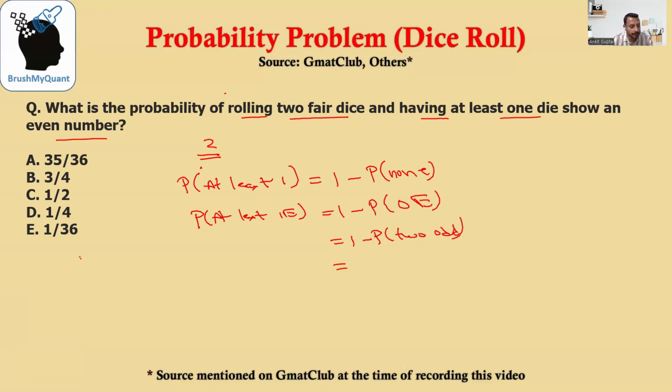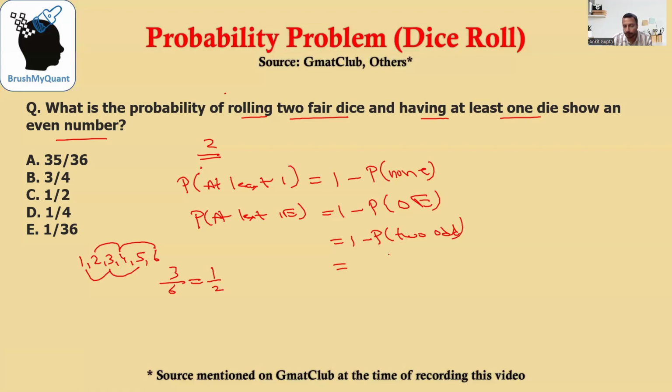Now when we roll a die, we know that we can get any of the six numbers from 1 to 6. And out of these six numbers, three numbers, 1, 3, and 5 are odd numbers, and three numbers are even numbers. So if you are rolling one die, then probability of getting an odd number will be 3 out of 6, or will be equal to 1 by 2.